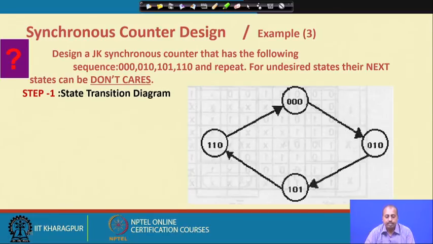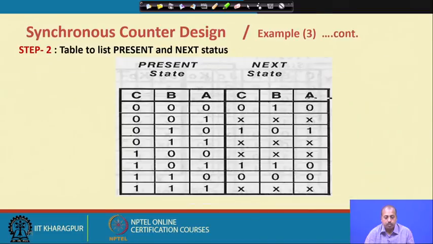Next we look into another example, which is again a JK based synchronous counter that counts in the sequence 0 0 0, 0 0 1, 0 1 0, 1 0 1, 1 1 0 and repeat, but for all the undesired states, the next state can be do not care. We do not bother what the system will do if it starts at any of the states which are not stated here. That is not to be a concern. The user will ensure that those undesirable states will never be reached by this counter; it will never start at those states.